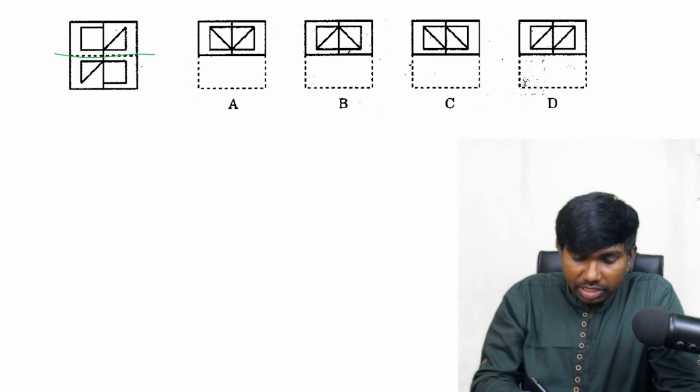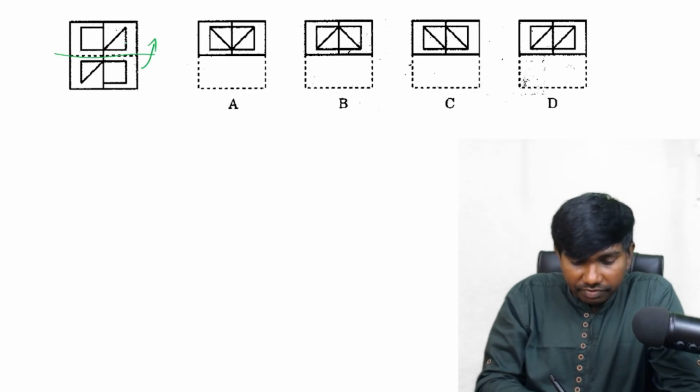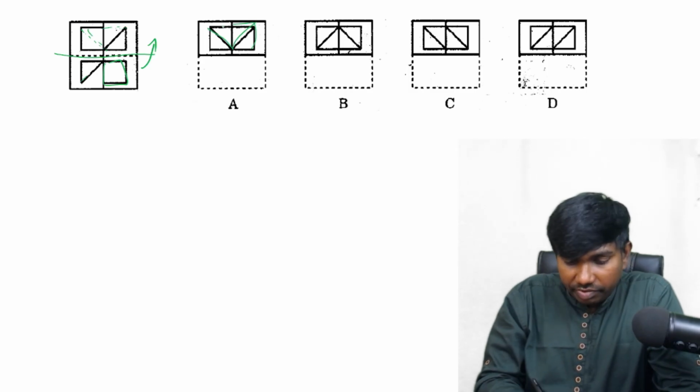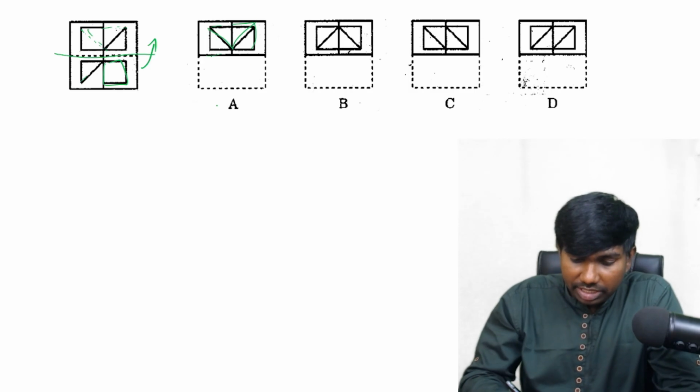The lower part is folded upward. So here there is a part missing for the square, and that will be completed by this one, and there is a diagonal missing here, that will be completed with the bottom part. So there is a figure like this, two diagonals with squares on both sides. So this is the answer figure.